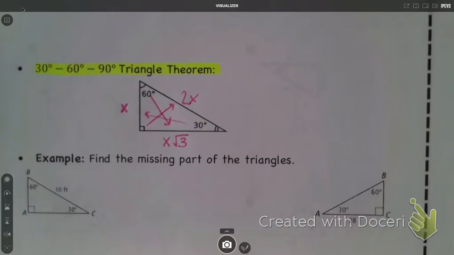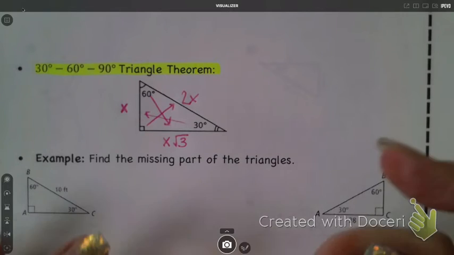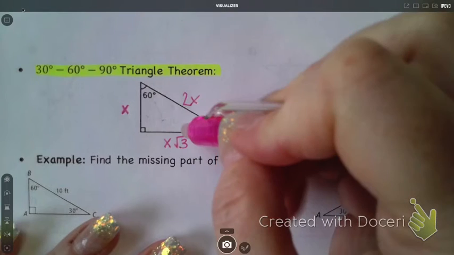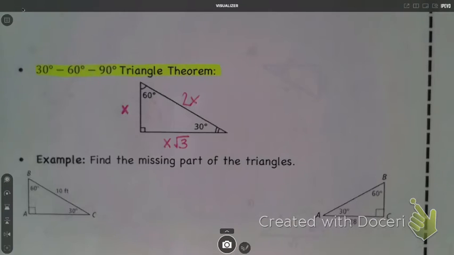Why does it change? Because you have a different triangle. Because you have a 30, 60, 90 instead of a 45, 45, 90. That's just what it is.